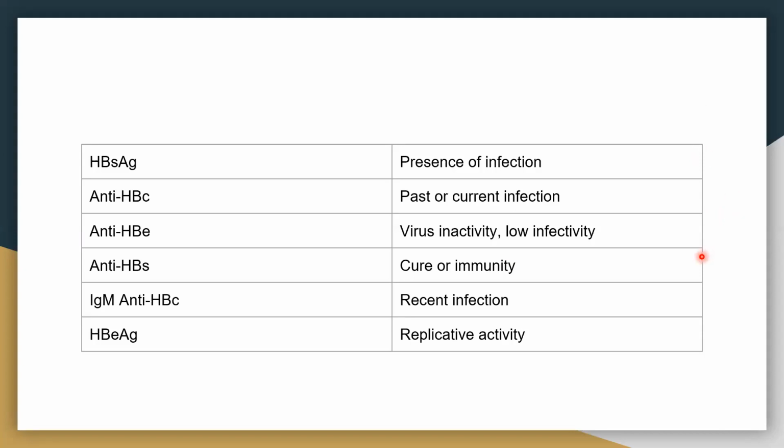Anti-HBs suggests cure or immunity, and it is negative in our case, indicating that the patient is not yet cured of the disease. IgM anti-HBc suggests recent infection, which is also negative in our case, suggesting that the patient has been infected with the virus for a considerable time already. HBeAg suggests replicative activity, and it is also negative in our case, suggesting that the virus in the patient has a low replicative activity.